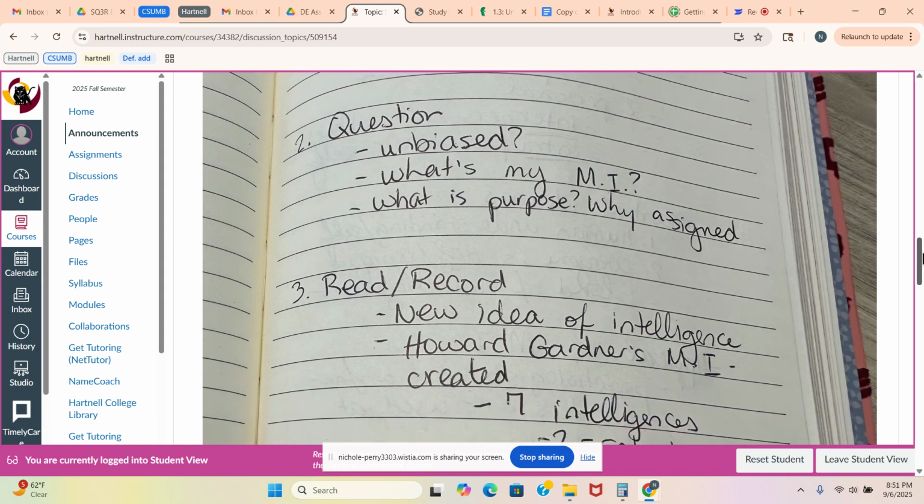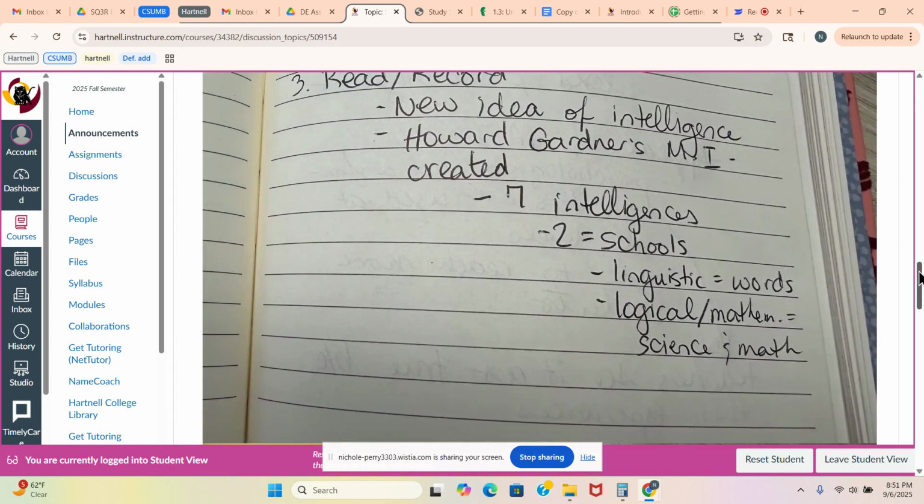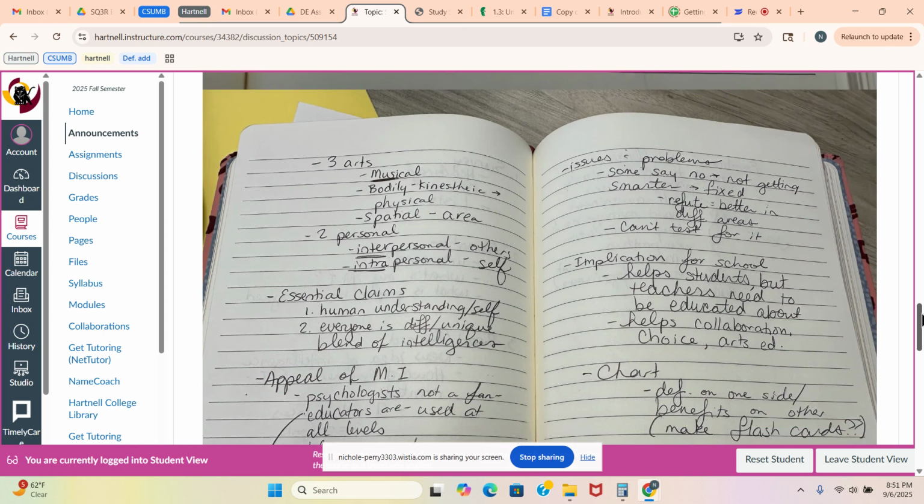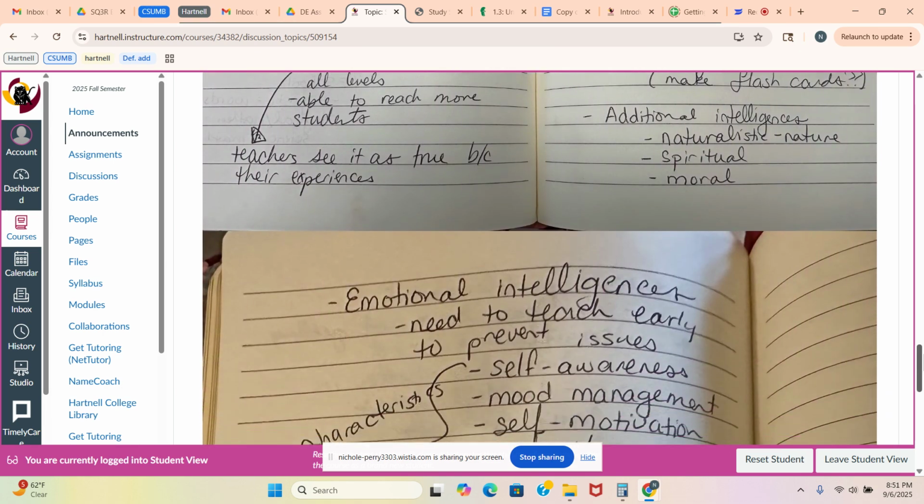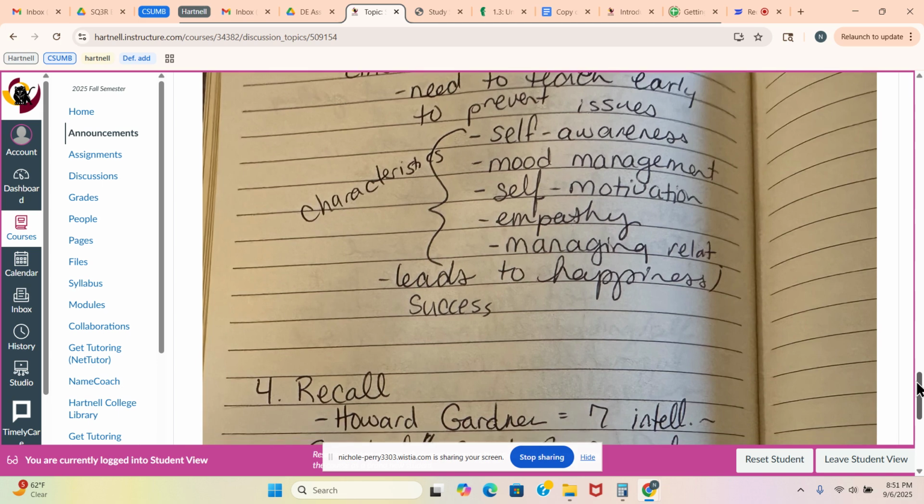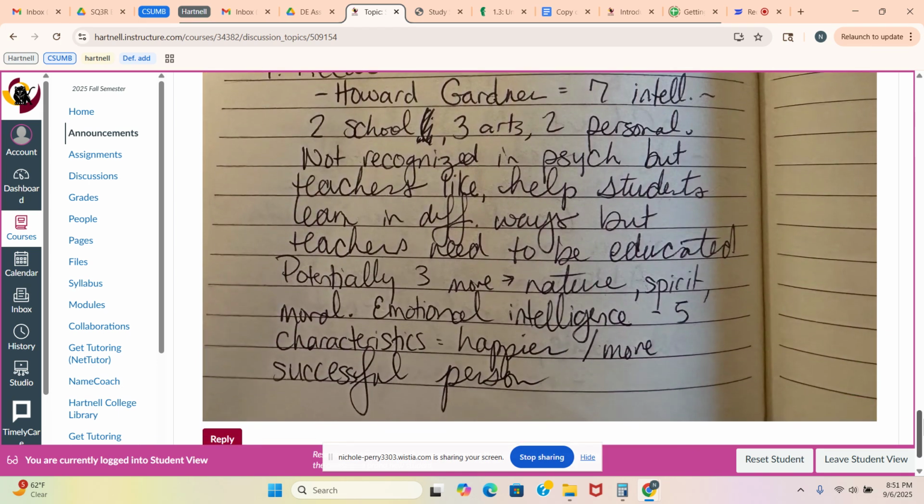And when I take notes, it's shorthand. So, what is purpose? Why assigned? Those are not complete sentences, but it's notes. So it's fine. Then I'm reading and recording. I'm taking notes on the different things that it's about. And just keep going. Then the last one is recall. And it's the same. You just write a summary. What are the things that you remember? Did you miss anything? And that's it.